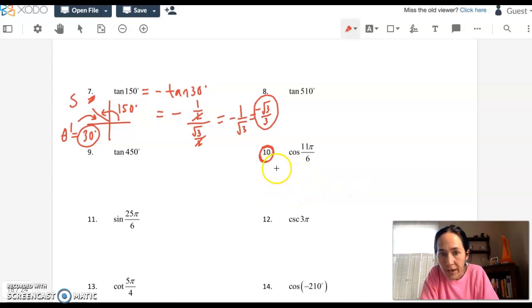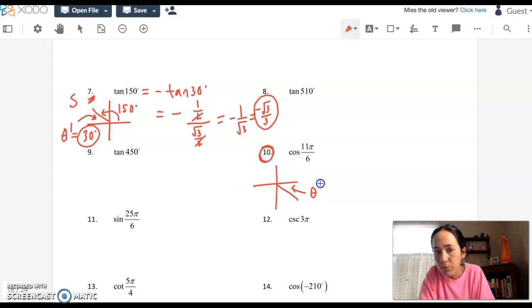Step one, let's draw the angle. So 11 pi over 6 is, think in radians now. You're almost all the way to 2 pi. You're almost to 12 pi over 6. You're just pi over 6 short of that. Your theta prime, your reference angle can be pi over 6.